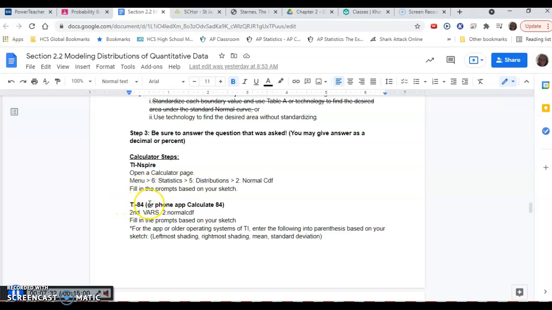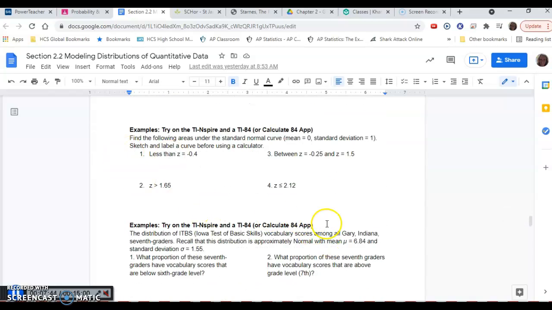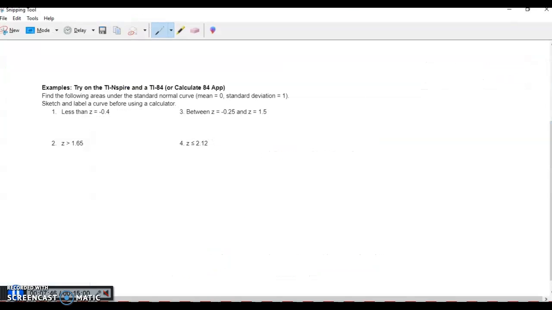On the TI-84, if you're at home, or this app, again, Calculate 84, it's a free app. It'll work just like a TI-84. These are the steps we're going to follow, and I'll show you both. So let's go ahead and chip away at a few of these examples. I'm not going to do them all, but find the following areas under the standard normal curve. And remember, to be standard normal, that means we have a mean of 0 and a standard deviation of 1. And what this standard normal curve shows is really a distribution of z-scores.